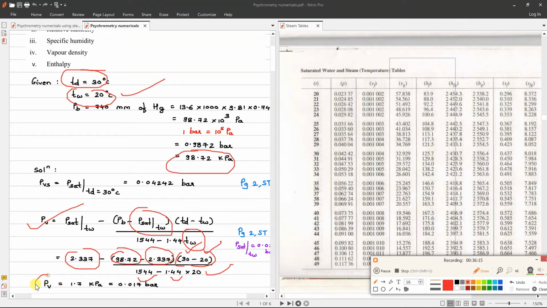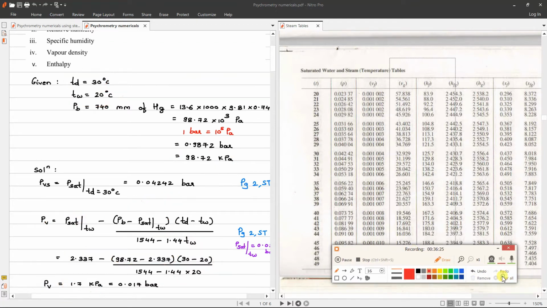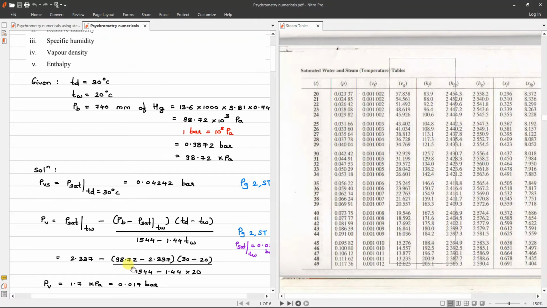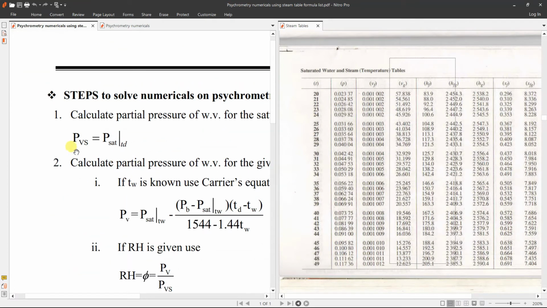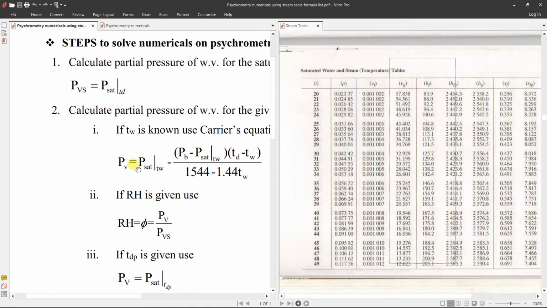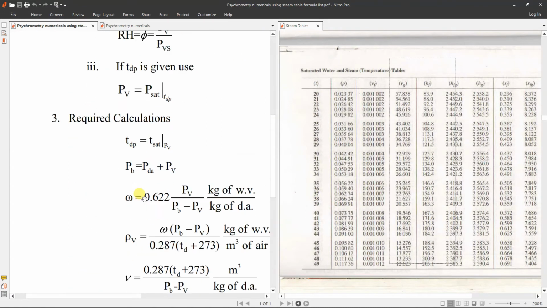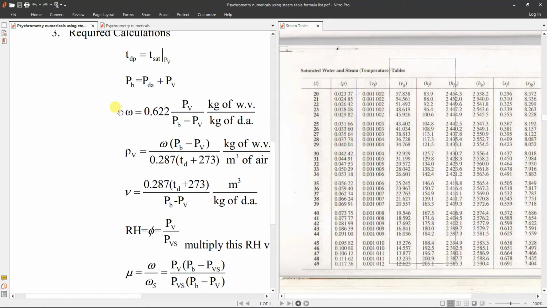You will get PV in kilopascal. Why? Because we are substituting here pressure values in kilopascal. So the answer of PV is 1.7 kilopascal. Okay, I have written here the value in bar as well. So divide this by 100, you will get 0.017 bar. So this is about the PV value. So we have completed the first two steps in the numerical. We have calculated PVS and we have calculated PV. Now whatever is asked in the questions, according to the formula which we have derived, we have to calculate that.